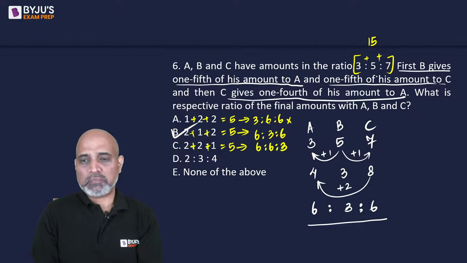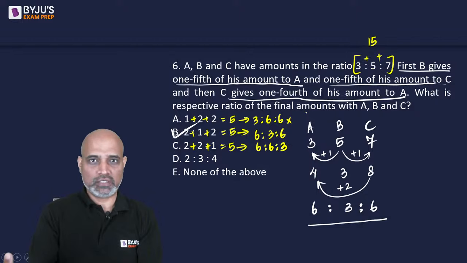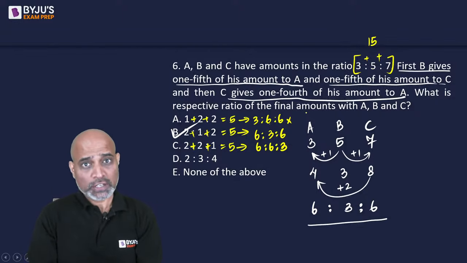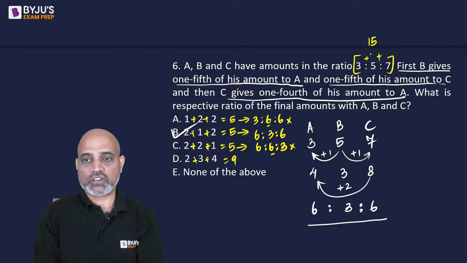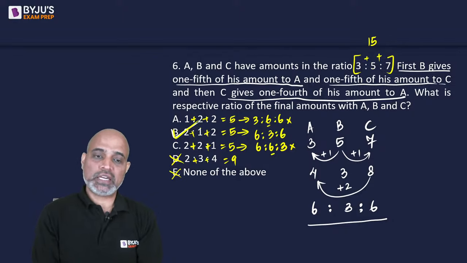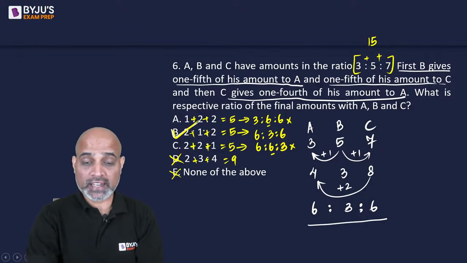Again, B was having 5, and when B gives some money from its own pocket, B will not be left with 5 rupees. The money with him will reduce. तो 5 से कम होना चाहिए, पर अपन को 6 दिख रहा है. This will also not make sense. 2 plus 3 plus 4, this is 9, which is of course not a factor of 15. तो ये sense नहीं बनेगा, right? None of the above, like I said, shouldn't make sense. तो B आप मार करके जल्दी से आगे बढ़ सकते हो, ठीक है? So options are again helpful.